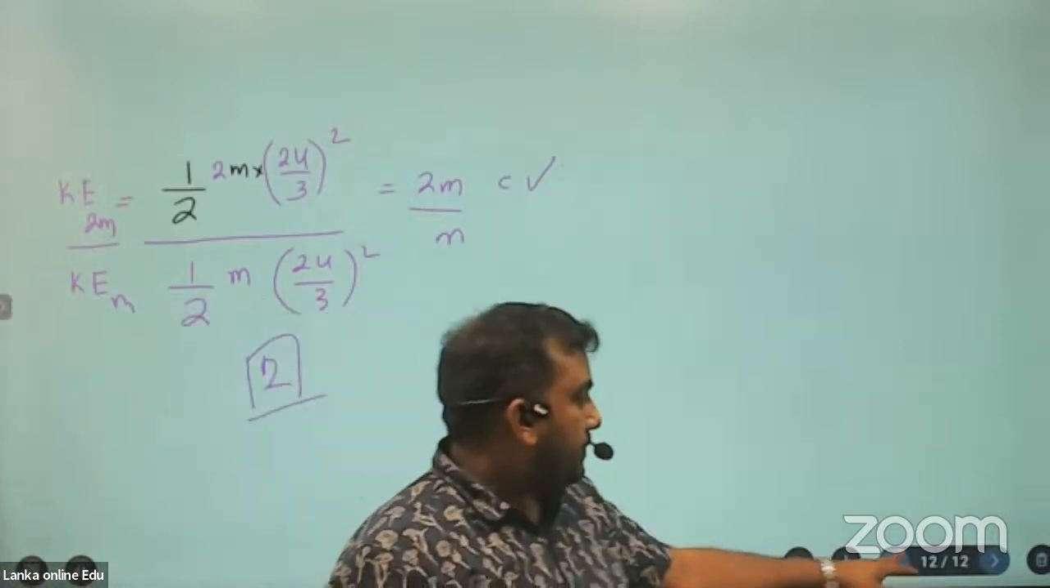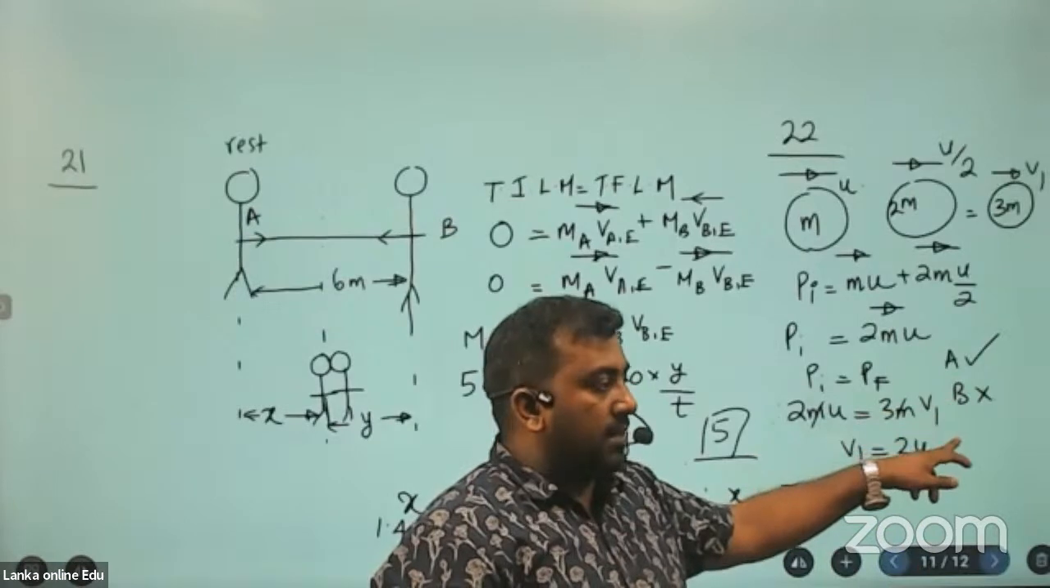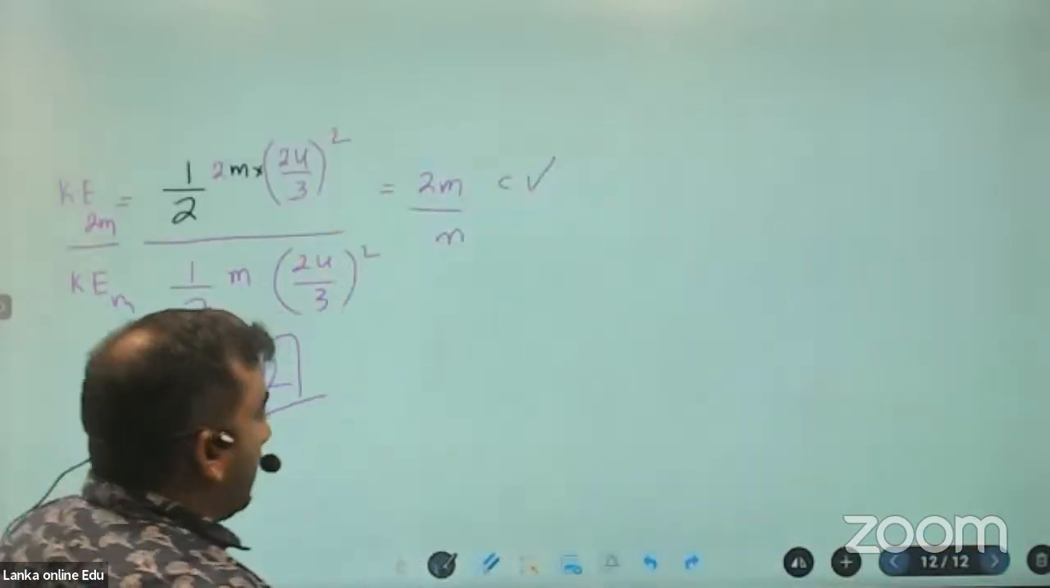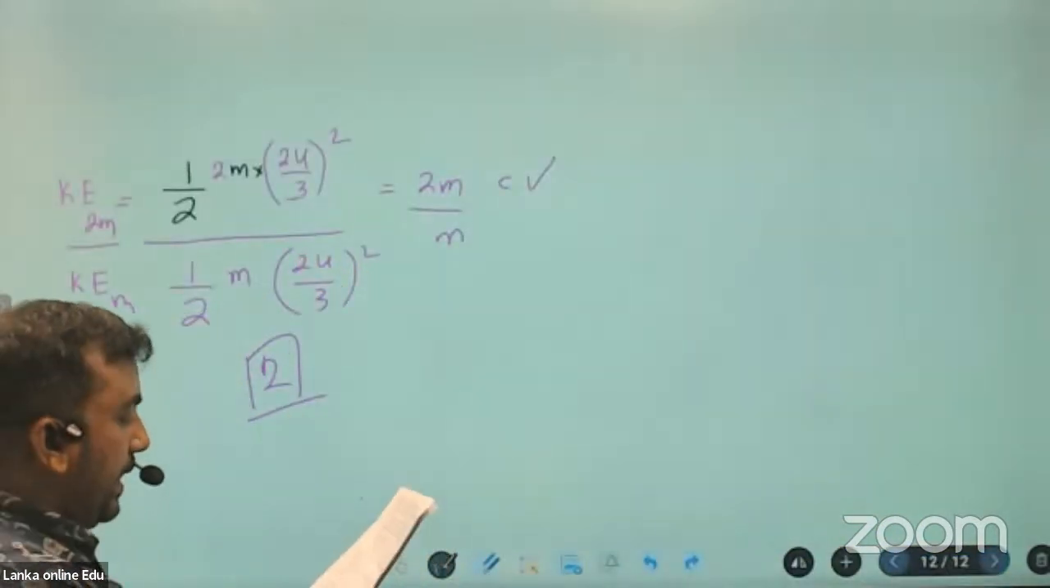So here, A is correct, B is wrong, and C is correct. A and C correct.